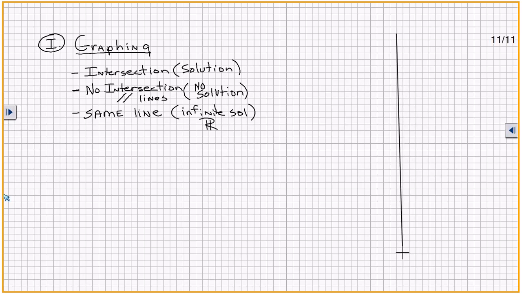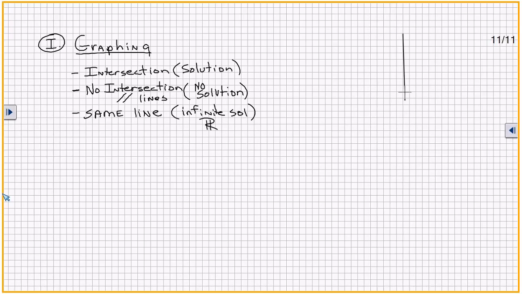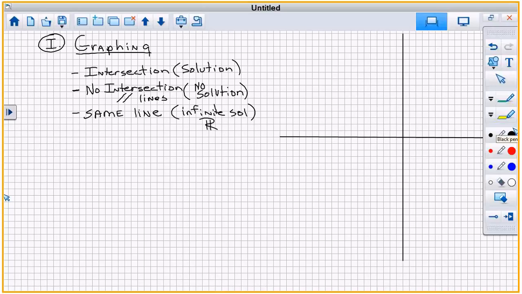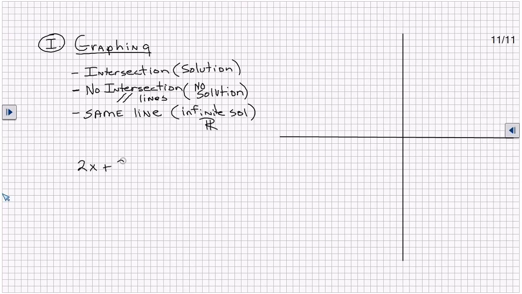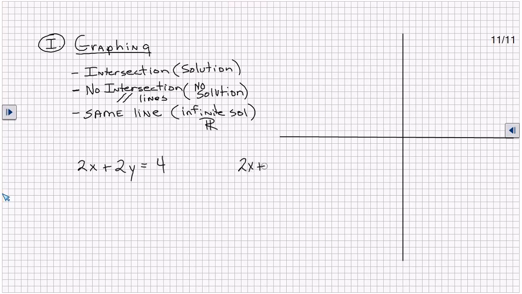Oops, that's wrong. Let's try that again. There. And I'm going to make up 2 equations. 2x plus 2y is equal to 4, and 2x plus 3y is equal to 6.